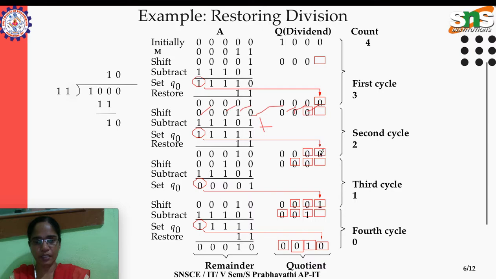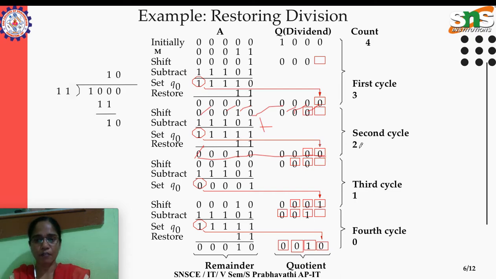put Q naught again as 0 and restore M. Restore M means add M again. 1 plus 1 is 1 0, so sum is 0, carry is 1. 1 plus 1 plus 1 is 1 1, so sum is 1, carry is 1. 1 plus 1 is 1 0, so 0 is the sum, carry 1. 1 plus 1 is 1 0, that carry is removed. Currently in the A register these are the values and in the Q register these are the values, and we are decrementing the count again.